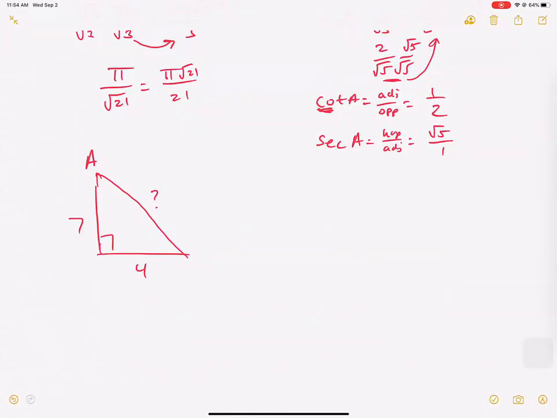So I'm going to ask you guys what is the sine of A, the cosine of A, and the tangent of A. Followed by, I'm going to call this side B. What is the sine of B? What is the cosine of B? And what's the tangent of B?